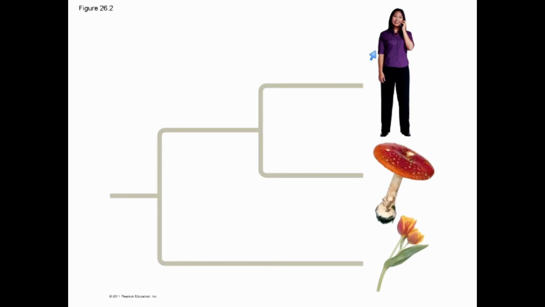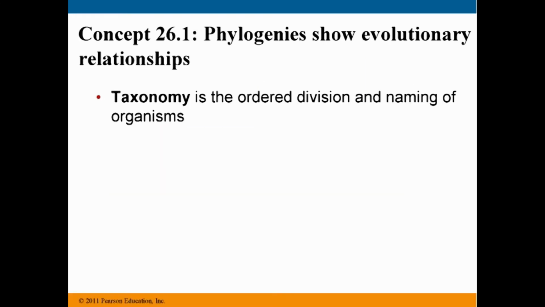And this line of thinking hasn't always been the case. In fact, when I took botany, the fungi were included in the botany class, and the thought of the time was that fungi were in essence plants that were a little bit different. So we know from different types of data today that this is not the case. So let's start with our first concept, 26.1, that looks at how phylogenies show evolutionary relationships.